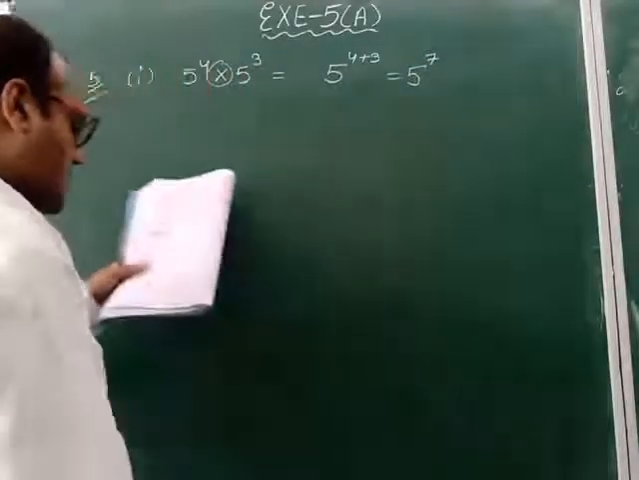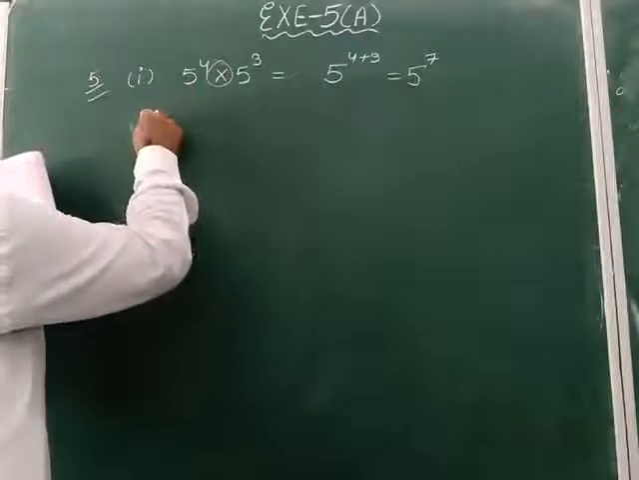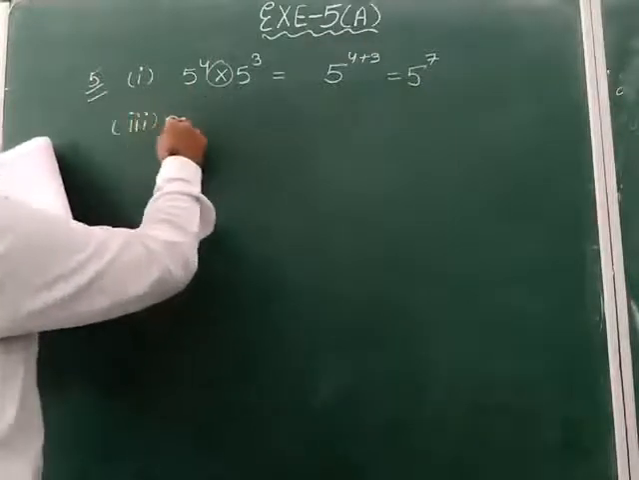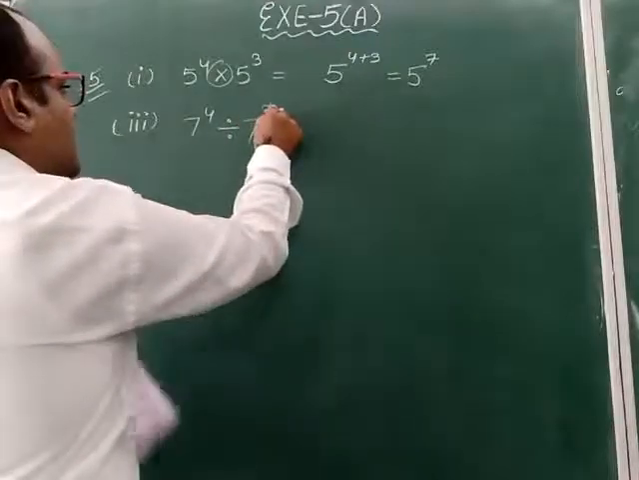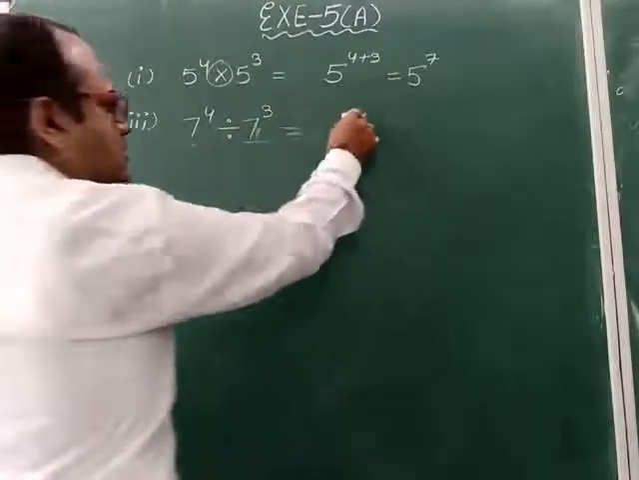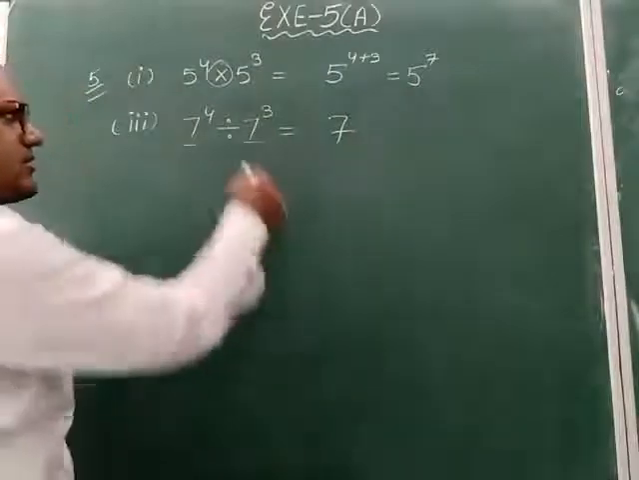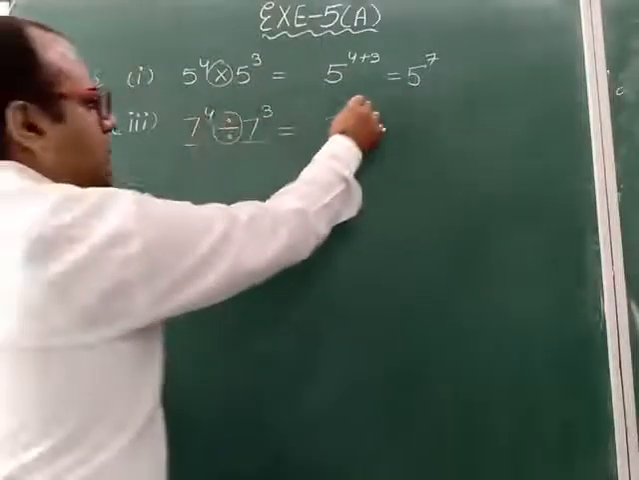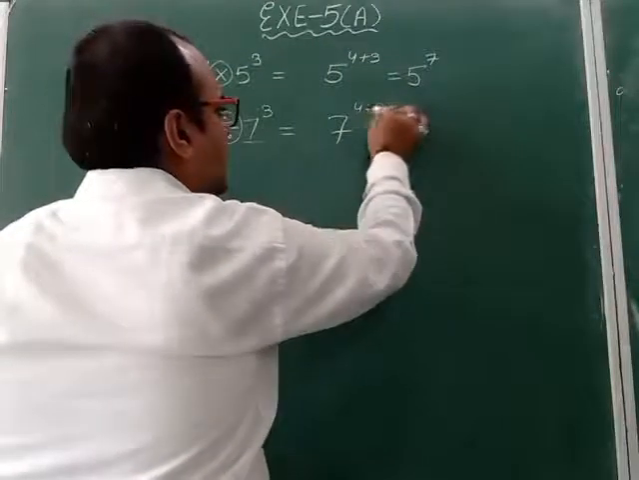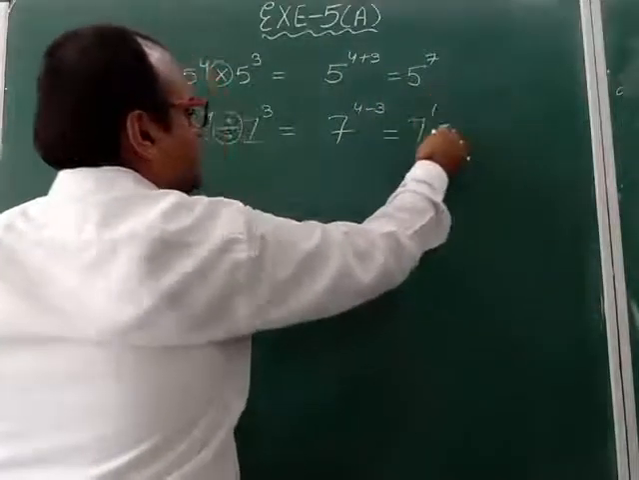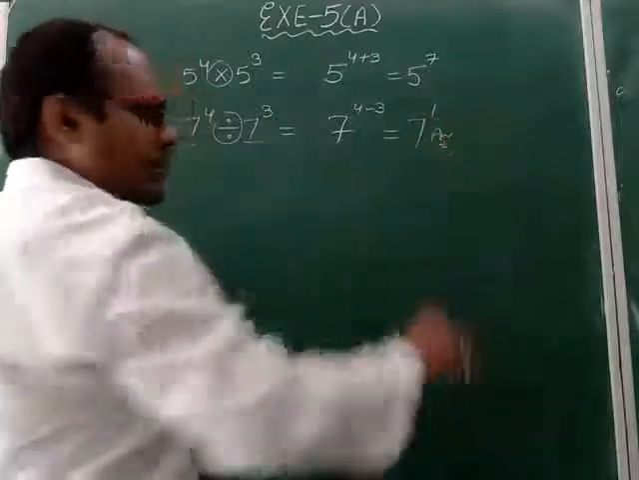Now see second part, number third. Third part, 7 power 4 divide 7 power 3. Bases are same, so base we will write as it is. Divide is coming, so first power minus second power we will do. So 7 power 4 minus 3 will be 7 power 1. So this is the answer of your part number third.